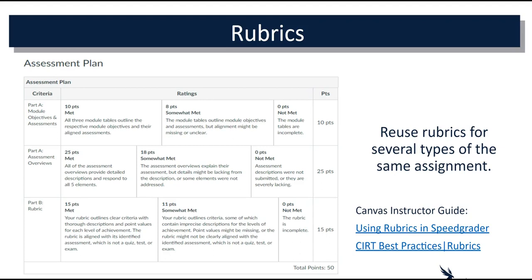You can also use this for several types of the same assignment. Let's say I'm going to use history again. I have several essays that I want students to use for practice for their exams. I can use that same rubric over and over for every practice essay and again in the exam essay. So again, once you put in the time to build your initial rubrics, that is going to save you just a ton of time grading. Now I'm going to open up the SpeedGrader and show you what the rubrics look like in SpeedGrader.